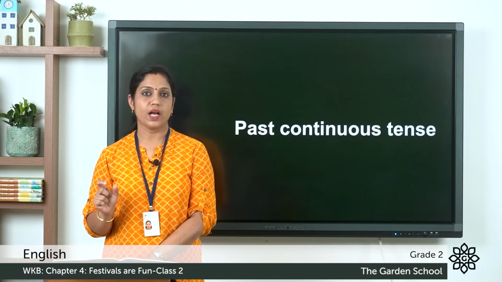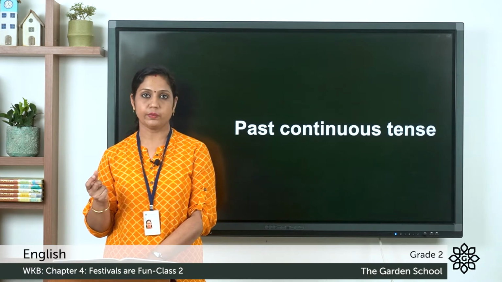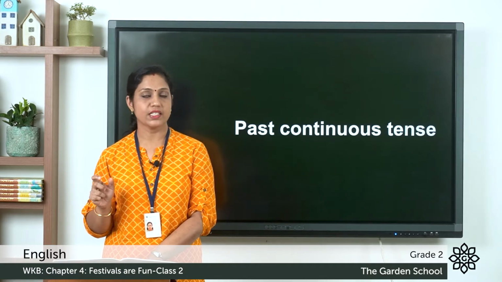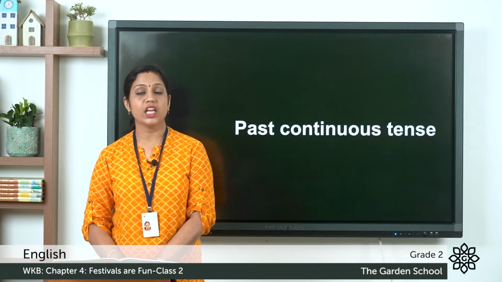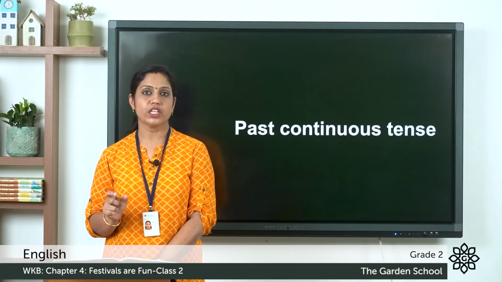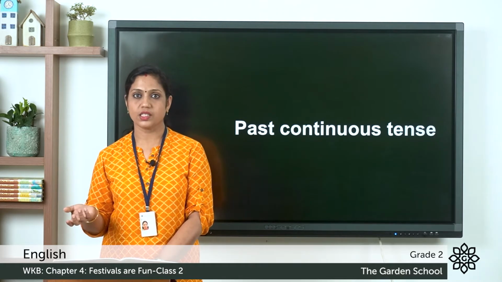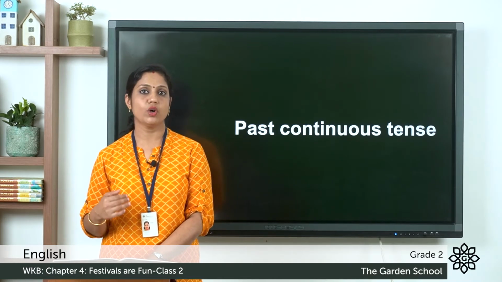When we write the past continuous tense, we have to change the be verb into was or were. And the main verb remains the same and we have to add the ing form. So here you can see he was sitting. When we use he or she, we use the be verb was. And when it's plural like they or we, we have to use the be verb were.